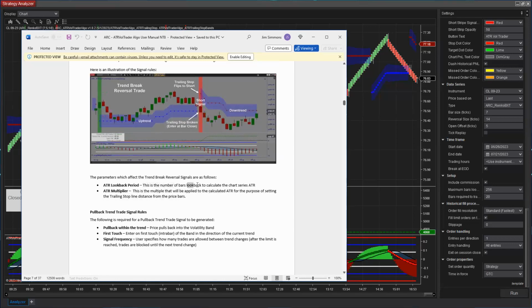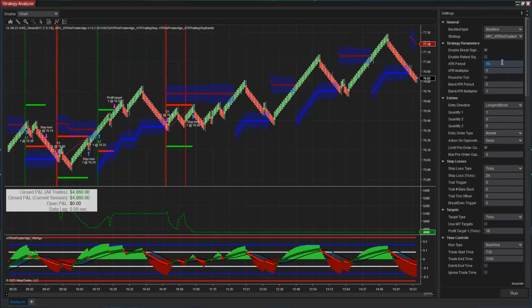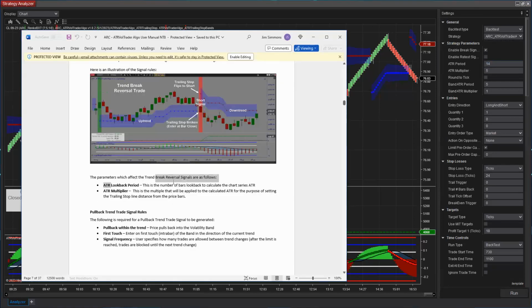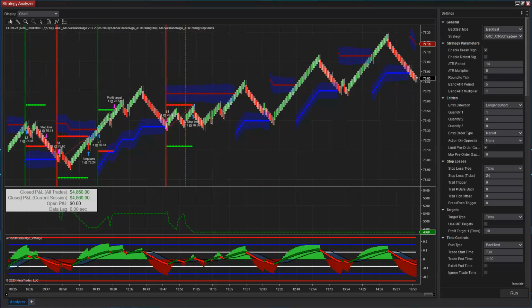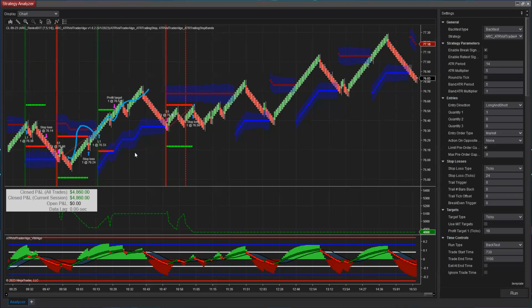Look back period is number of bars. Look back to get your ATR period, right? So that's your ATR period, the number of bars, and that makes sense. ATR multiplier is the multiple that'll be applied to calculate ATR for the purpose of setting the trail. So if you had ATR normal, it would look like something like that, right? This would be shifted up. So this is telling it how far off the bars to go is what that's doing.